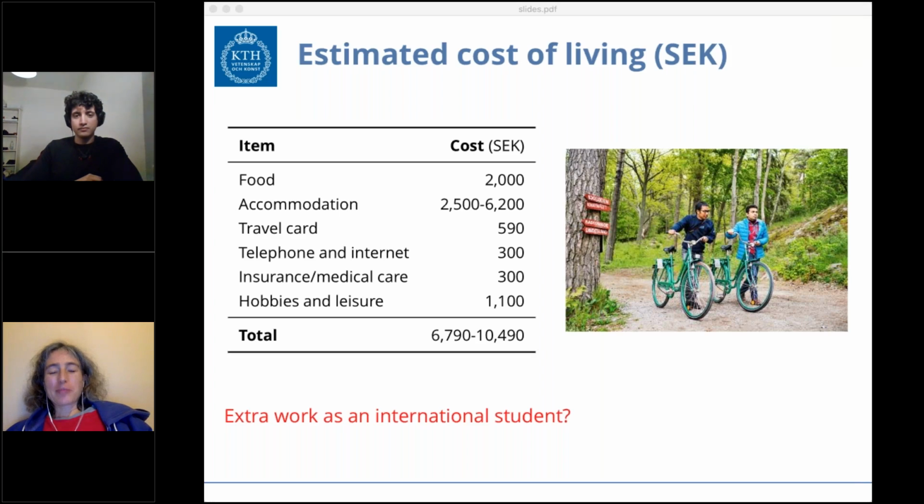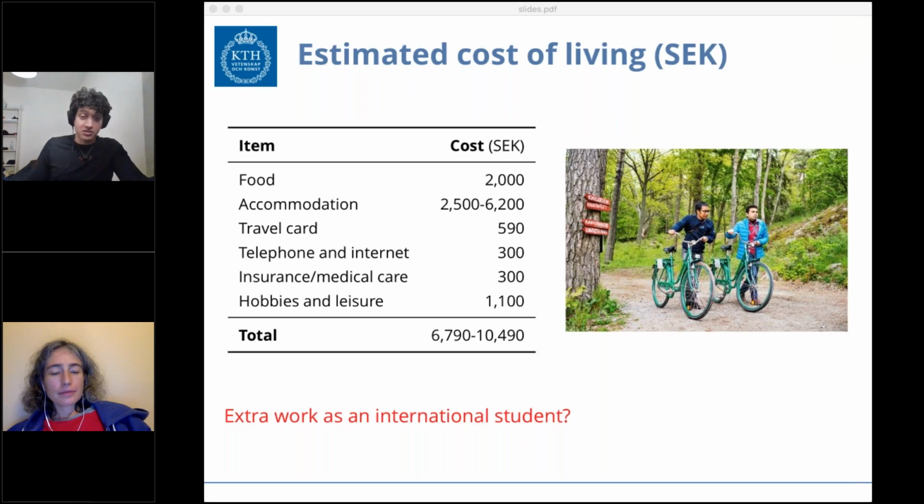Andre, do you think this is a bit of a low estimate, or is it realistic? Or is this for the lifestyle of a monk? Yes, exactly. No, I think it's pretty realistic. I would say that the travel card probably costs a bit more now, about 50 crowns more, but it's pretty much in the range.